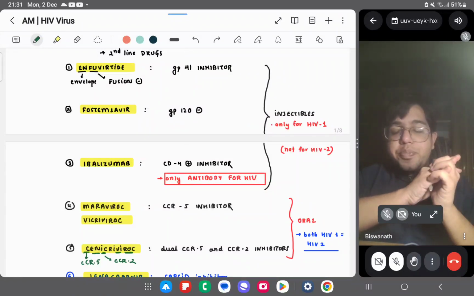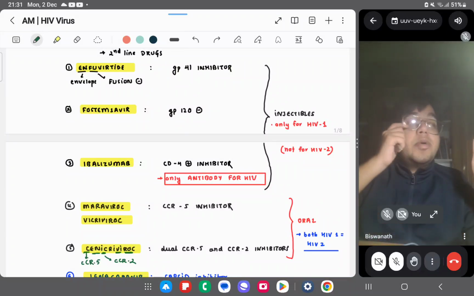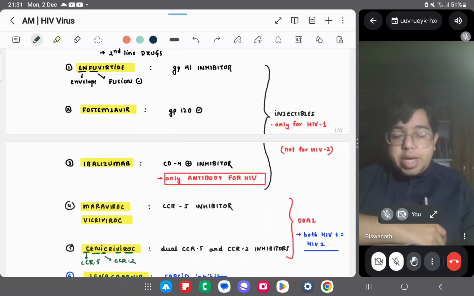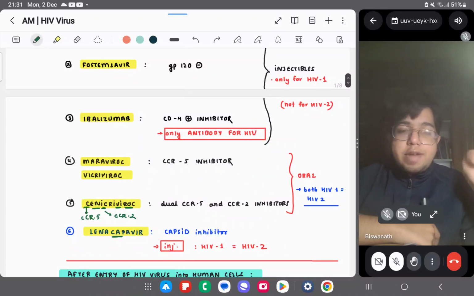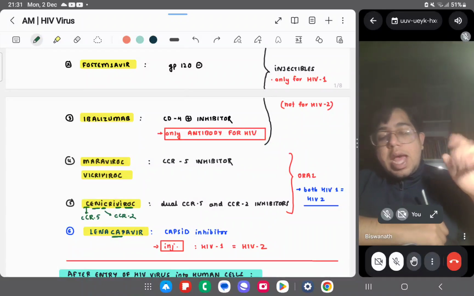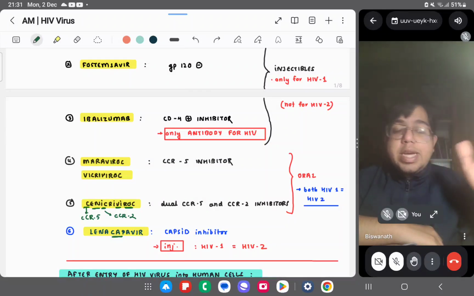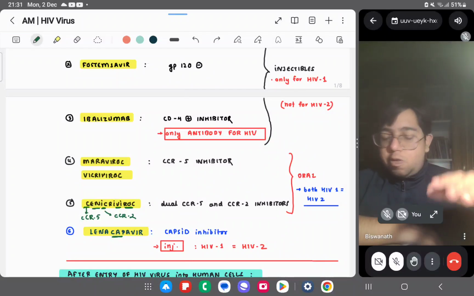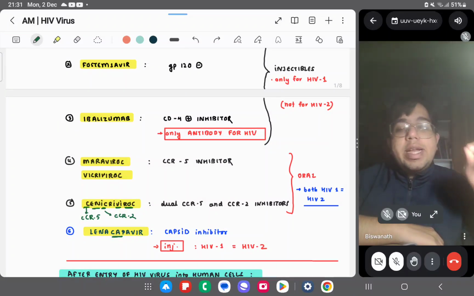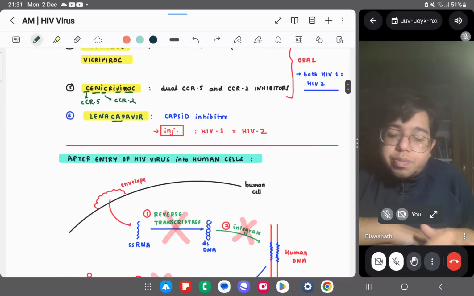CD4 inhibitor. Okay. Then we discussed Maraviroc and Vicriviroc. Maraviroc and Vicriviroc are CCR5 inhibitors. Right. And then we talked about Cenicriviroc. Cenicriviroc was the dual, double C's, in CCR5 and CCR2. Right. And we have Lenacapavir. Lenacapavir is the capsid inhibitor.